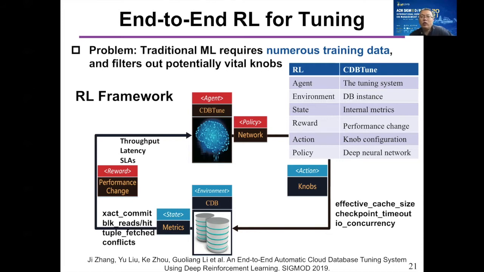So we have six important components here. Agent means the tuning system, environment is the database instance, state is some metrics, and action is tuning the knobs. Policy is how to capture the agent, and the reward means that after we tune the knobs, how can we evaluate the tuning. So this is the reward. If the performance is better, we give a positive reward, otherwise we give a negative one.